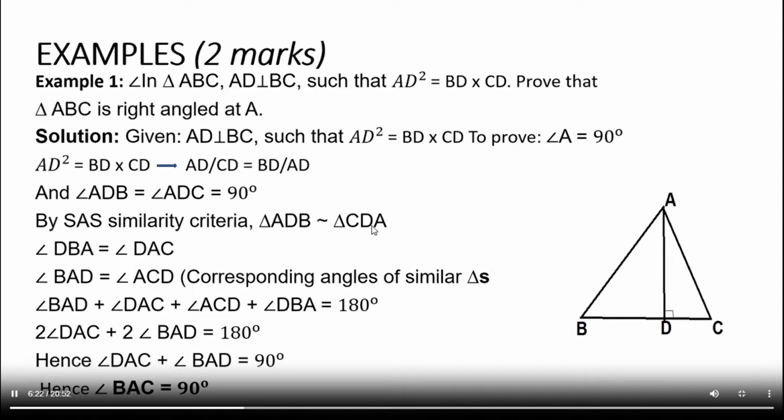Now we know that the sum of the three angles of a triangle is 180 degrees, but angle A can be written as BAD plus CAD. So now we have BAD plus DAC plus ACD plus DBA is equal to 180 degrees. Now instead of ACD, I can write BAD and instead of DBA, I can write DAC. So 2 into DAC plus 2 into BAD is 180 degrees. Hence DAC plus BAD is 90 degrees. But DAC plus BAD is nothing but angle BAC. Hence we have proved that angle BAC is a right angle.